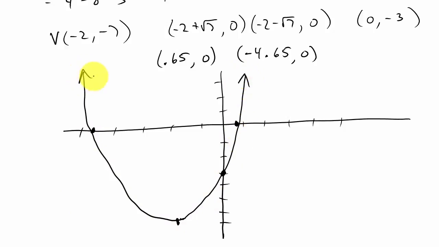I hope this video helped, and remember that these were all in the form ax squared plus bx plus c. I'll have a link in the description for how to do the ones in the standard form, a times x minus h squared plus k.